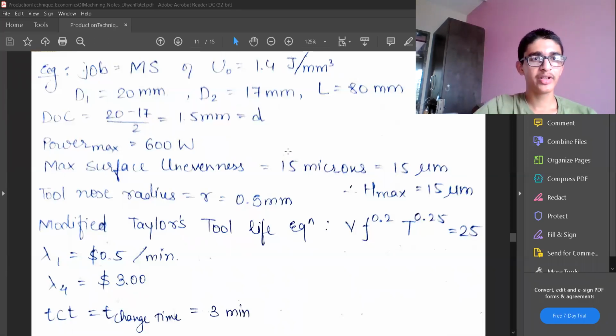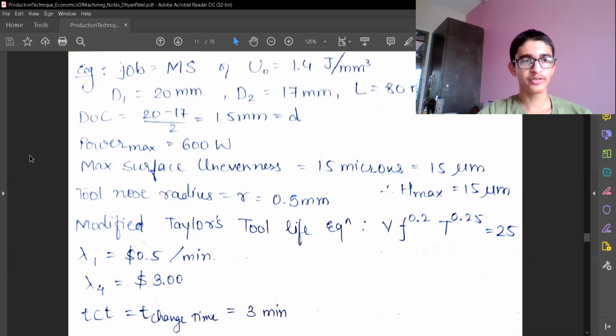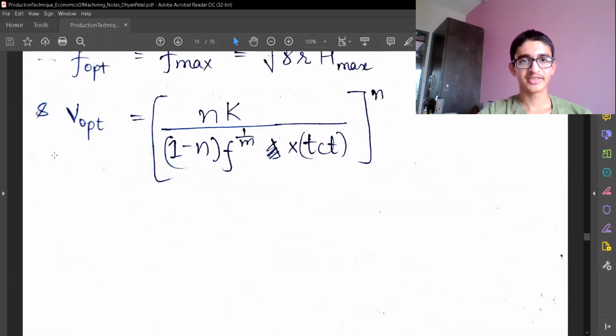So let's start with a numerical question on optimization or economics of machining. This will cover both the approaches which we have studied till now. So let's start with this.